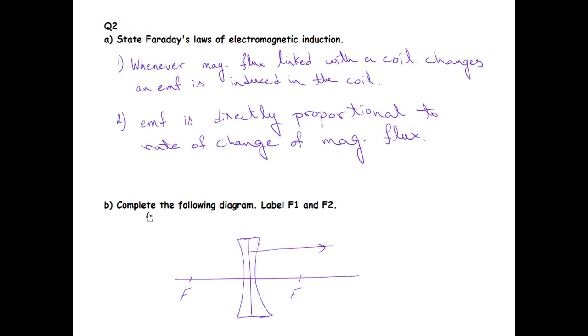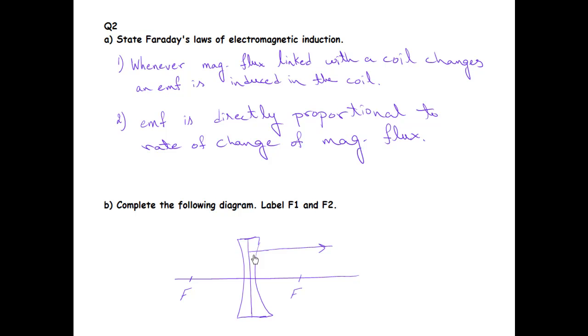Question 2b. Complete the following diagram and label the principal focus and the second focus, that is F1 and F2. Have a look at this diagram. There's a concave lens shown in the question out here, and there's a ray emergent after striking the lens from this side parallel to the principal axis. Now, we have to draw the incident ray approaching the lens.